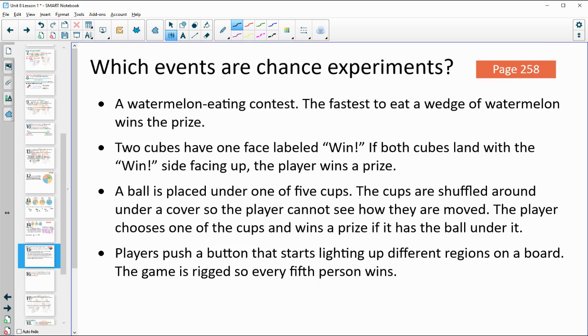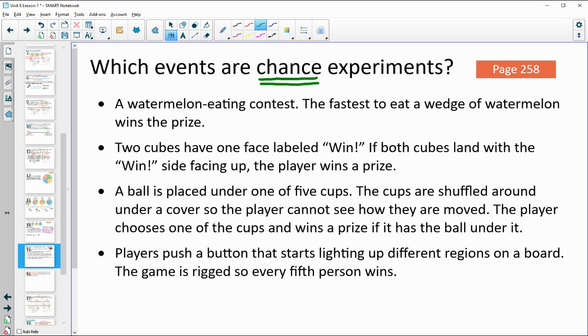So before the players decided on a spinner game, they considered other things at their booth. These are the 4 other games that they looked at. Which of these are actually chance experiments, meaning that they are completely up to chance and no skill is involved? So read through those 4 and decide which ones are chance experiments and which ones are not.